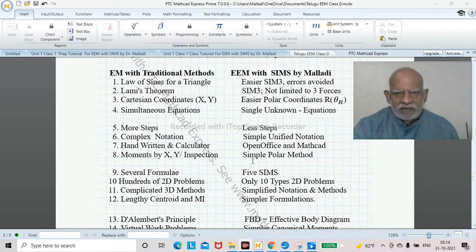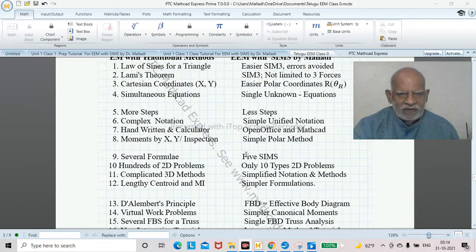In the simple polar method, there are no inspections necessary. Once you put the polar angle, it will take care of the sine or cos or whatever. I mean, it takes the signs properly. X components are always cos components, and Y components are always sine components. It removes the confusion about choosing between cos and sine.